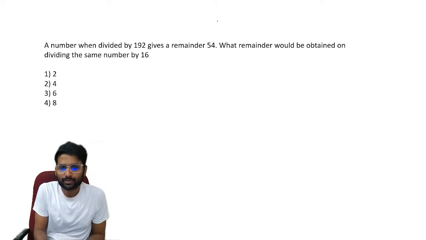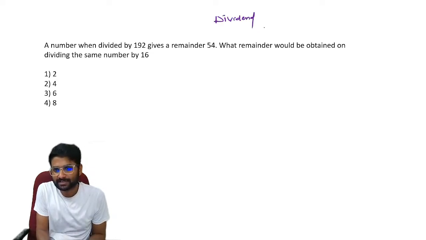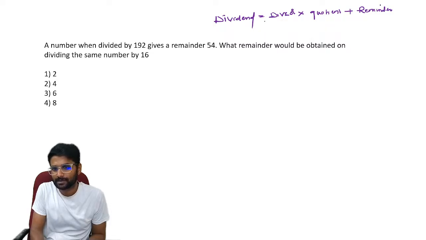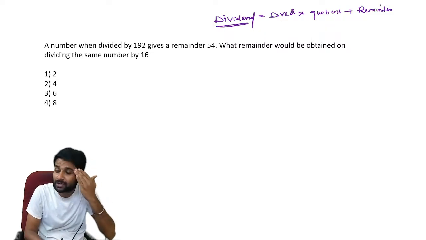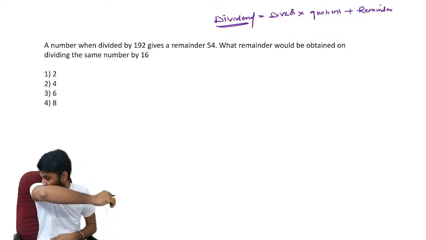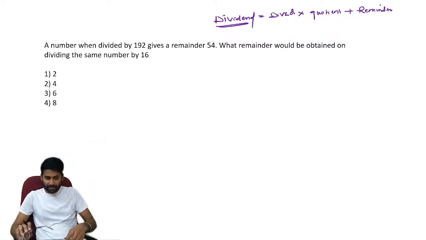And you know the calculation of dividend. Dividend is equal to divisor multiplied with quotient plus remainder. So to identify the dividend, it depends on the divisor value multiplied with the quotient plus remainder. Try to answer this question.